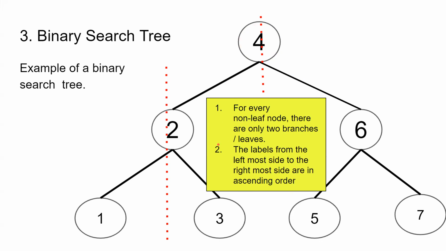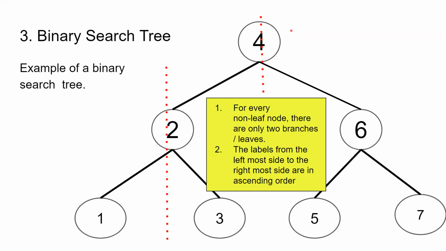This is one kind of tree in the binary tree group, and this is called binary search tree, which means for every node, the data stored in the left node will be smaller than the data stored in the right node. Yeah, so as you see, we can see it has ascending order. From the leftmost, we have 1, and then 2, 3, 4, 5, 6, 7, and yeah, they are in ascending order.